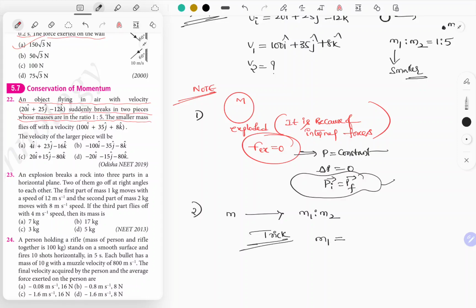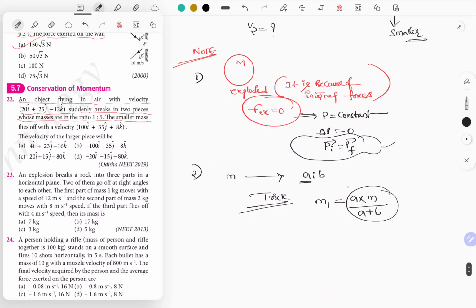Instead of this, I'll represent a ratio in the form of some other ratio. Let's say a is to b. So it is divided into the ratio a is to b. Then to find out mass of the particle 1, m1 is equal to ratio of that part a into total mass of the object divided by sum of the parts of the ratio, that is a plus b. This is the way to find out exact mass of the particle which is exploded or divided into pieces.